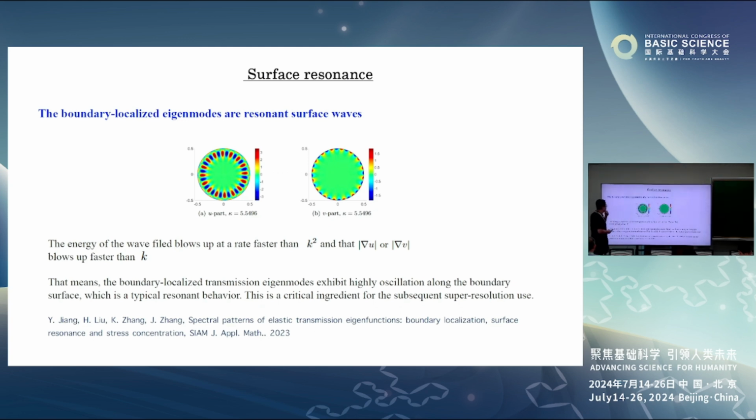In addition to this boundary localization, we can also show that these boundary-localized eigenfunctions are resonant surface waves. So when they are restricted on the boundary, they propagate on the boundary. Okay, they propagate on the boundary, so they oscillate at a frequency much higher than the excitation frequency. That means the energy of the wave blows up at a rate much faster than k squared. And also all this gradient u or gradient v oscillate much faster than k. Okay, that means they form a kind of resonant mode.